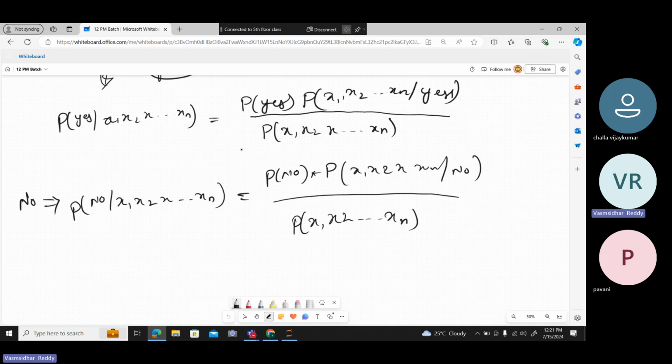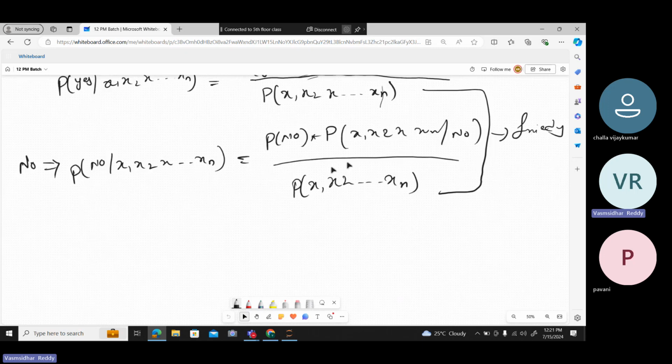Understand, see about it. We have done it for yes and the same for no. The denominator is the same, right? Fixed denominator. We apply it for both and we have a fixed denominator.